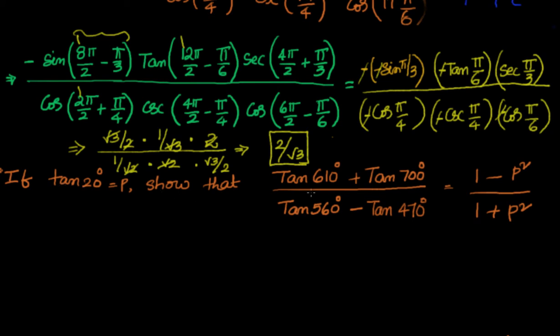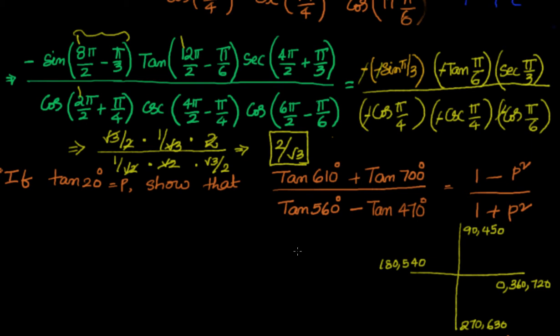If tan 20 equal to p, show that tan 610, tan 700, 560, 470, all big numbers, right? But it's very simple. See here, what I will do, I will say that this is 360, comma 720, 0, 360, 720. This is 90, comma 450. So similarly, I can say this is 180, comma 540, and this is 270, comma 630, because once first round 360, second round it is 720. Okay, now let's go ahead and solve this.